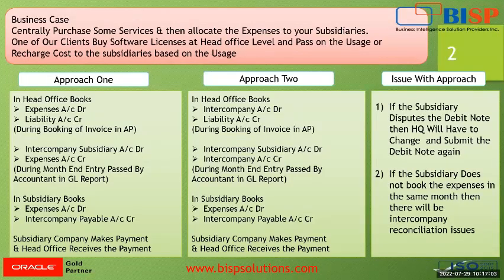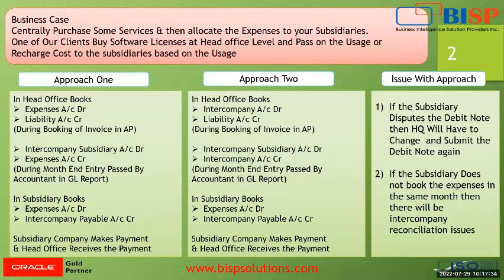Similarly, the subsidiary books the expenses and the intercompany payable is created. The subsidiary company makes a payment and the head office receives the payment. So this is the process usually followed. There is no issue with that, but the issue happens when you are following budgetary control on the expenses, then it goes out of control in that case.